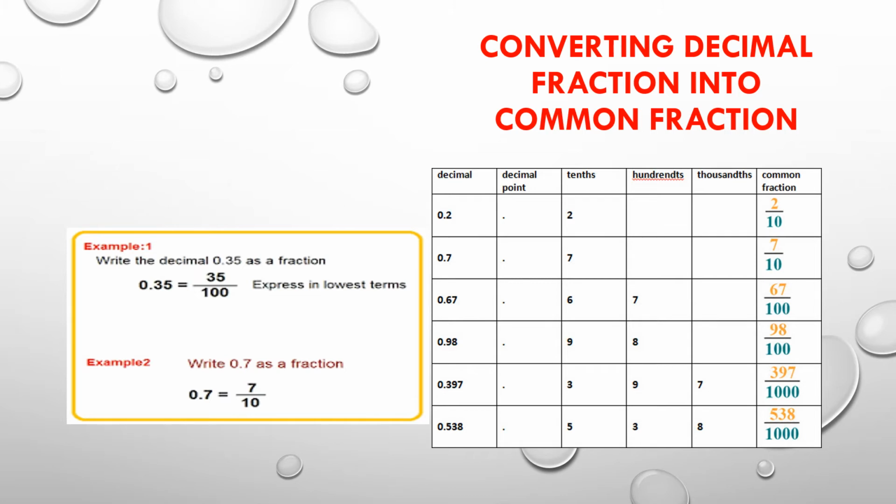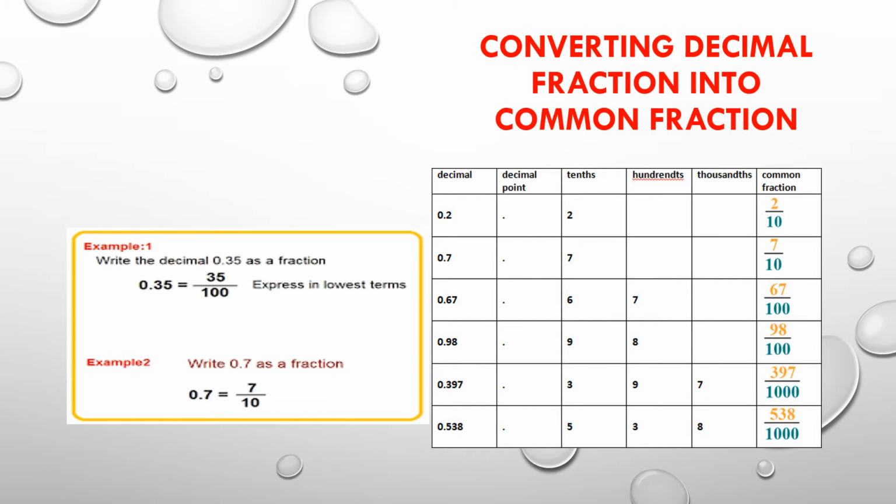In the next example, 0.67, 6 is at the tenths place, 7 is at hundredths place. So the answer will be 67 upon 100. Next, 0.98, 9 is at tenths place, 8 is at hundredths place. So the answer will be 98 upon 100.